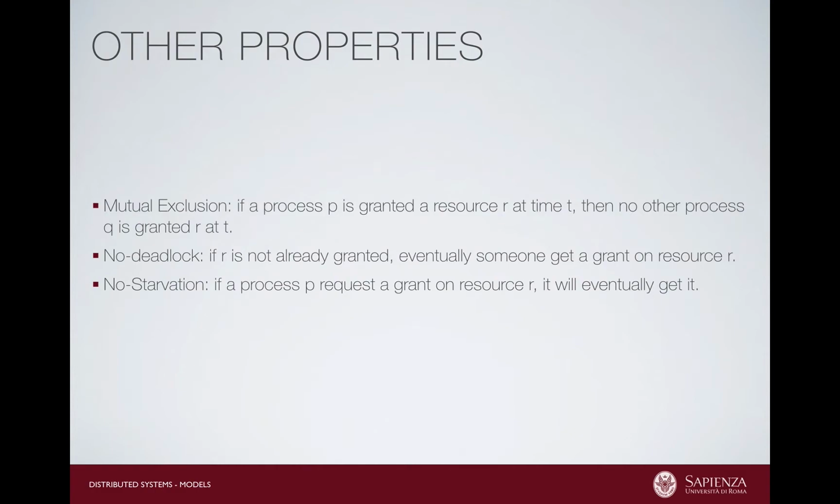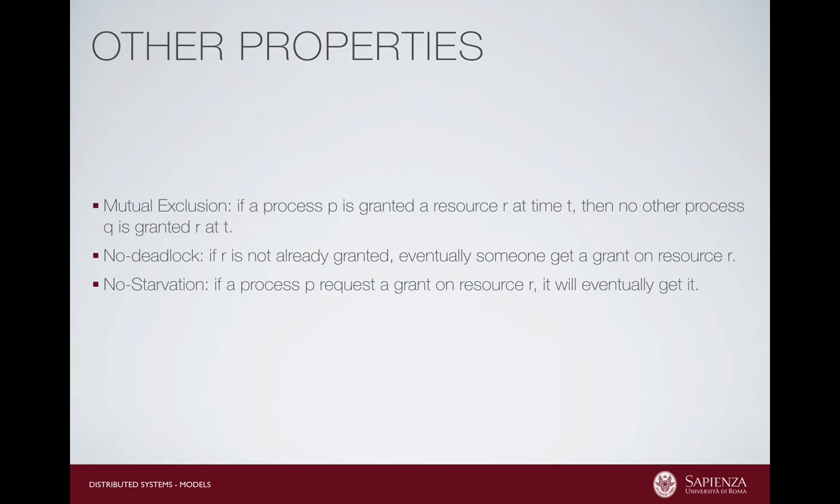So other properties, for example, are the mutual exclusion property that says that if a process P is granted the resource R at time t, then no other process Q is granted R at time t. And if you think about it, this is a safety property, because if two processes are granted the same resource at the same time, this property is violated, and once it's violated, you can never recover.